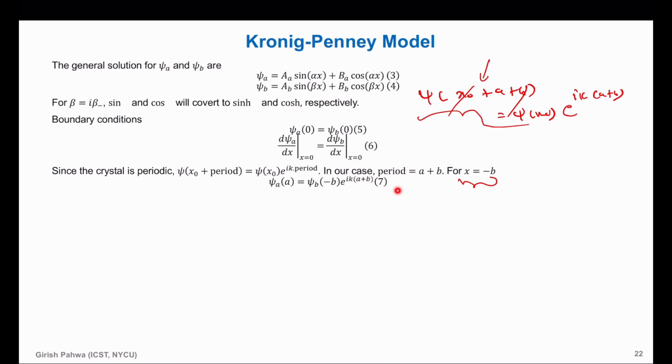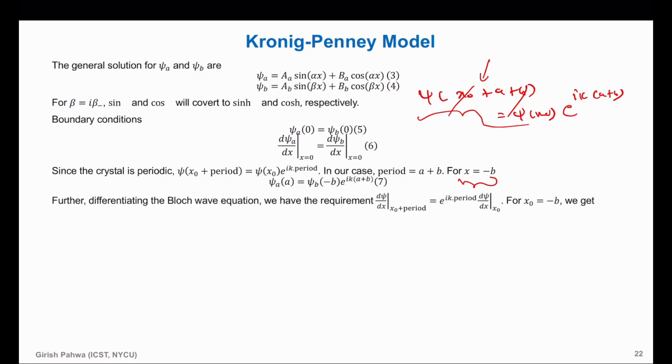Similarly, we can further differentiate this Bloch theorem, and again put x equal to minus b, and we'll get another relation. So you can differentiate this Bloch theorem definition and again put x equal to minus b, and you will get another condition like this. So now you have 4 boundary conditions, 5, 6, 7 and 8. Okay. 4 boundary conditions, 1, 2, 3, 4, and then you have psi a and psi b given by these things.